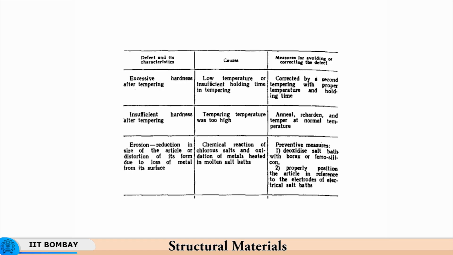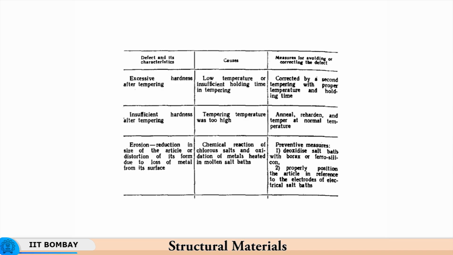Because in the next hardening step, these stresses should not result in cracking. So, the previous defect which we saw. So, you first anneal the material and then reharden and then temper it at the correct temperature. So, here if you have employed the wrong temperature for tempering, then you have to go through a big process of annealing first, rehardening and tempering at the normal temperature.